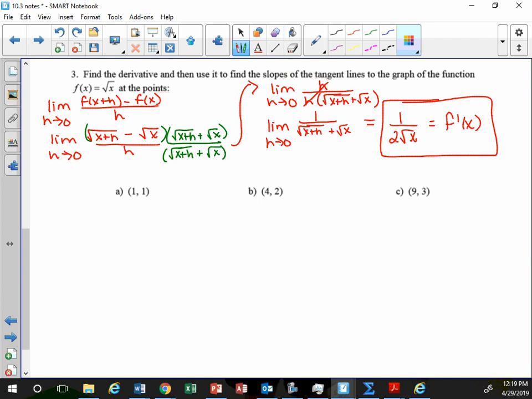Now, that's the general rule for the slope of the tangent line anywhere on this curve. At specific x values, if you plug that in, you can find the slope. So when x is 1, what is the slope? So f prime of 1 is 1/2. What about f prime of 4? One over 4. What about f prime of 9? 1 over 6. Okay. Does that make sense, what you're doing?